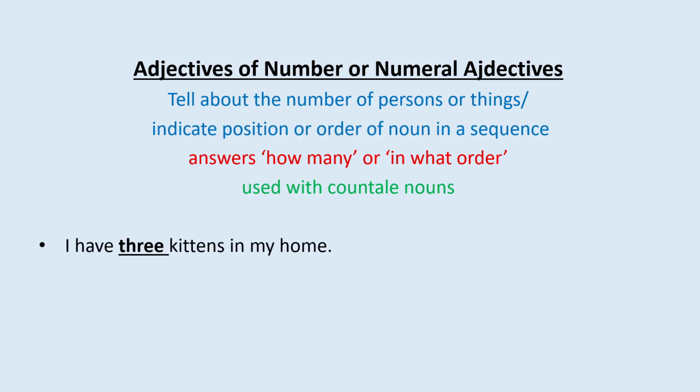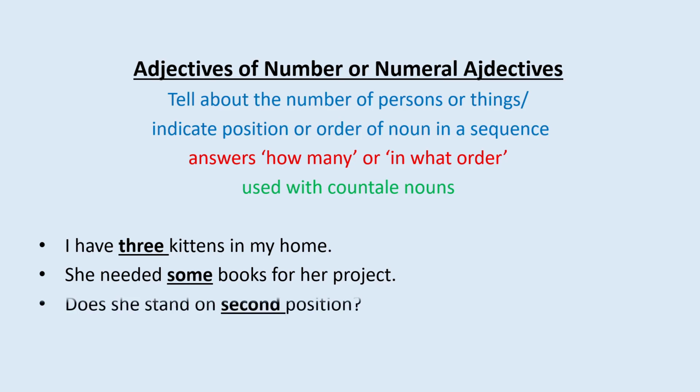For example, I have 3 kittens in my home. How many kittens? 3 kittens. Kittens is a countable noun, so 3 is an adjective of number. Next is, she needed some books for her project. How many books? Some books. Then, she stands on the second position. Here you will look at the word second. In what order or in what position did she stand? Second position. So this is also an adjective of number.